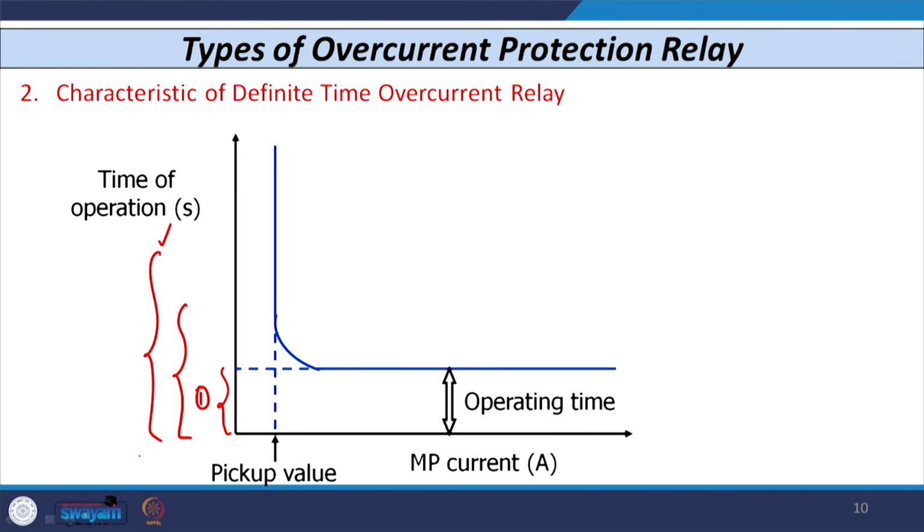So, the main point is how the definite minimum time relay operates. If you set some pickup value, then if the current exceeds the pickup value, irrespective of the magnitude of fault current, whatever it is on the x axis, the relay operates after some preset time, whatever you have set on the relay. After that much time period, the relay operates. So, that is why it is known as definite minimum time relay.